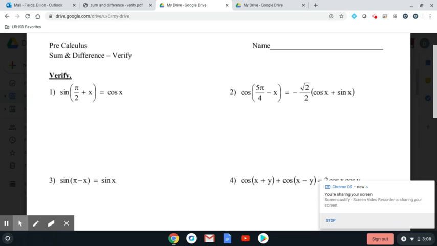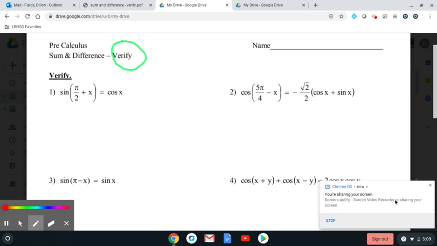Hey guys. All right, so the next thing that we're going to get to is we're still going to work with these sum and difference identities, but now we're actually going to start to verify. So we're going to take it back a step and use those identities that we did before, just verifying that the left side of the equation equals the right side of the equation.